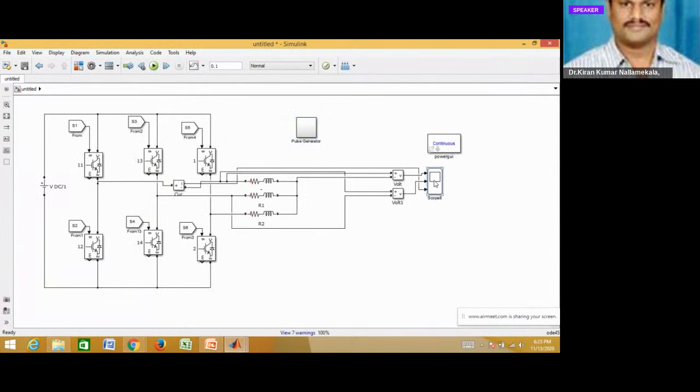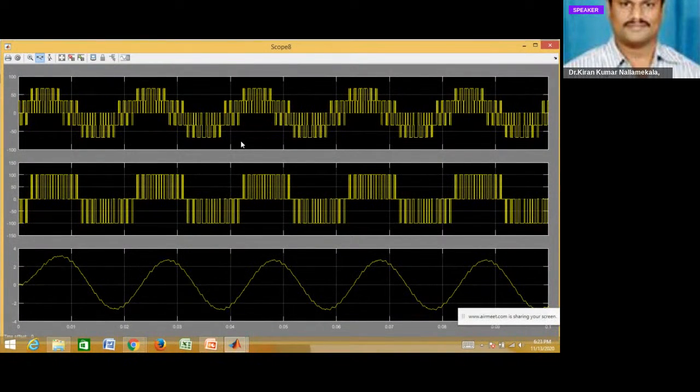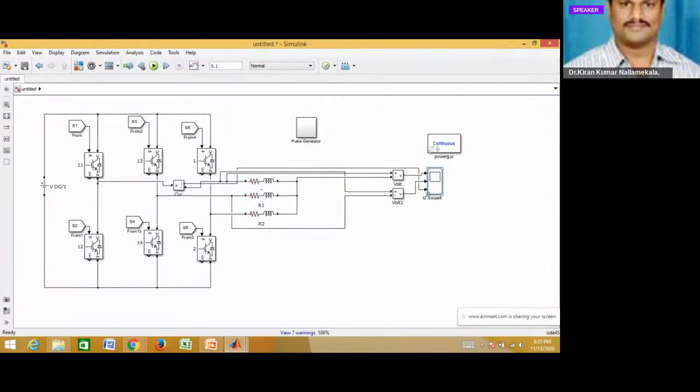Now look at the scope. Yeah, this is what the 3 phase signals are. This is all about a 3 phase. This is a 3 phase voltage, this is a line voltage, and this is the phase current. This is how you have to simulate a 3 phase 2 level inverter, conventional 2 level inverter.